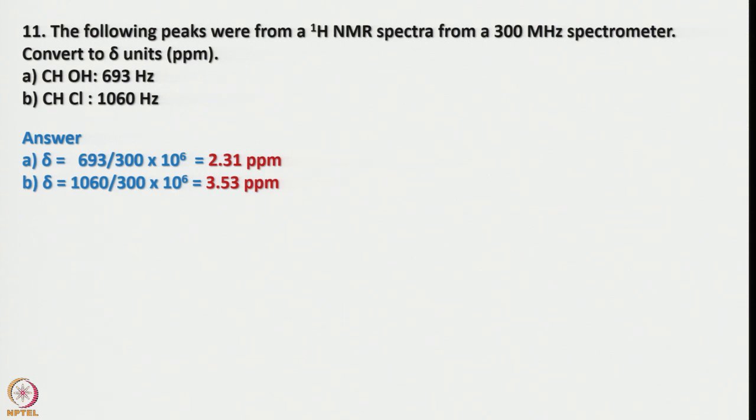For example, here 693 divided by 300 into 10 raised to 6 will give you 2.31 into 10 to the power minus 6, or 2.31 PPM. And similarly, when you take this one, it becomes 3.53 ppm. So that means in a 1H NMR spectrum recorded at 300 megahertz, CHOH appears at 2.31, whereas CHCl appears at 3.53 ppm. You should remember this chemical shift value in ppm doesn't change with the field strength. Whether I take 500, 600, 700, it still remains 2.31 only. The corresponding chemical shift in hertz increases, but once you take the ratio, it is independent. That's the reason we always represent chemical shift in ppm, to avoid confusion and minimize complexity.